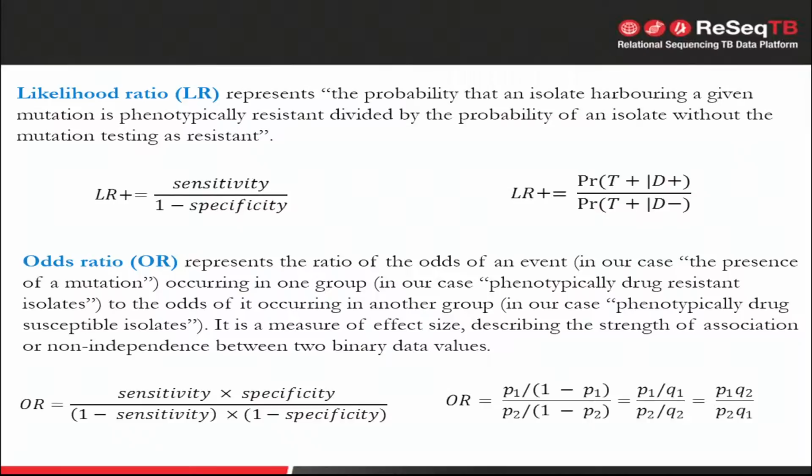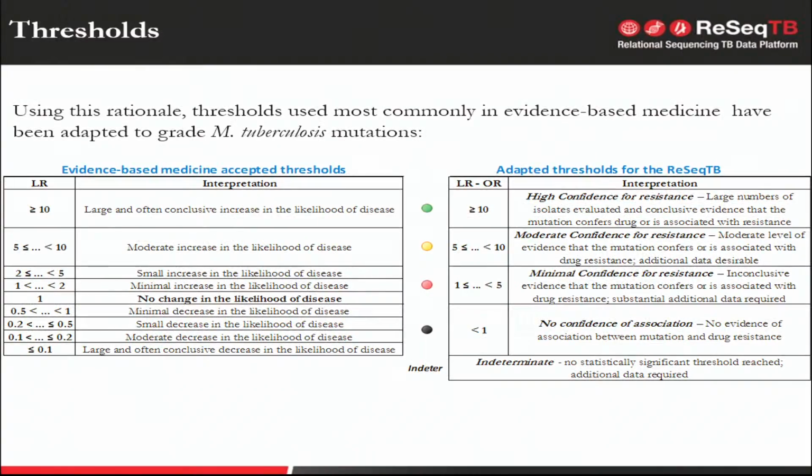I'm not going into the details of the statistics, but I think most of us are used to these formulas, where sensitivity and specificity are used to calculate these statistical indexes. These formulas can be rewritten to include the probability. This allows us to use these indexes to measure the association between a mutation and a phenotype. Now we have nice numbers that somehow quantify the level of association of each mutation with the resistant phenotype, and we need to interpret these numbers.